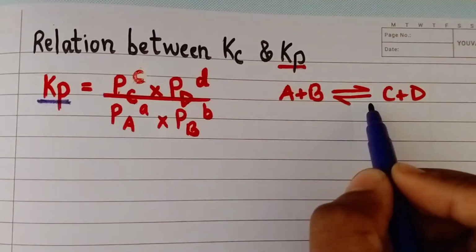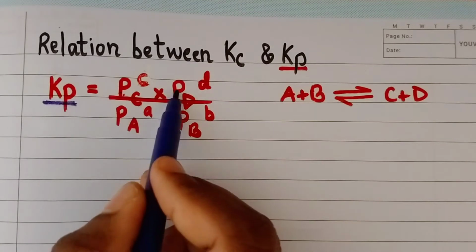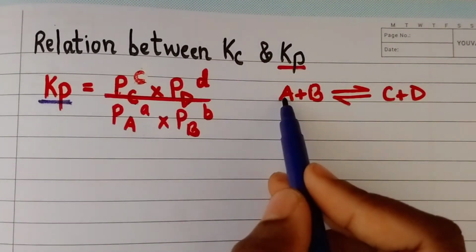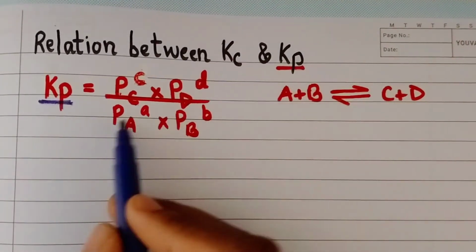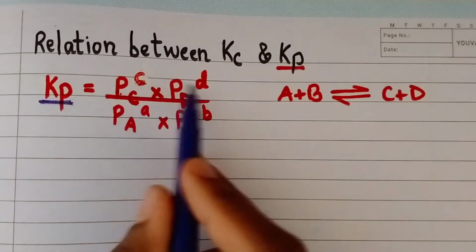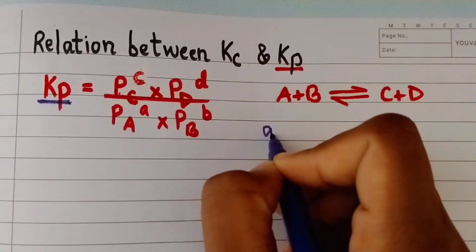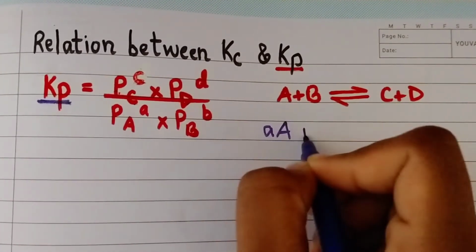A plus B reacts to form C plus D. C and D are our products, so pressure of C and pressure of D, divided by A and B, which are our reactants, so pressure of A into pressure of B, and they are raised to their respective stoichiometric coefficients. You all might know that the reaction may be like this.